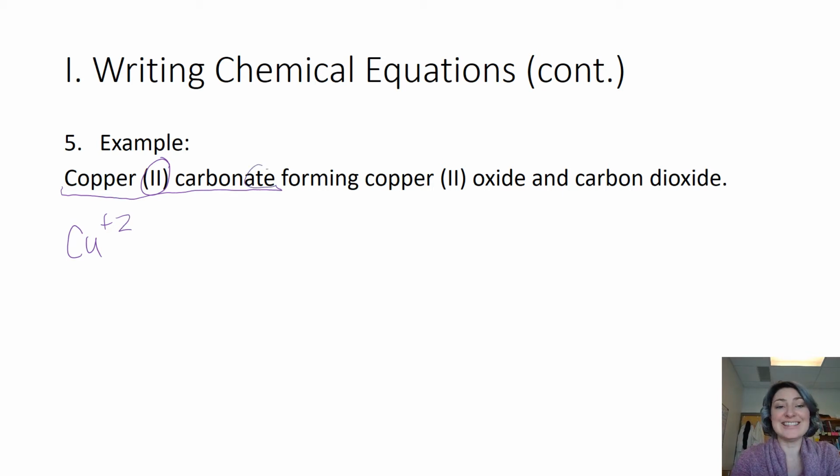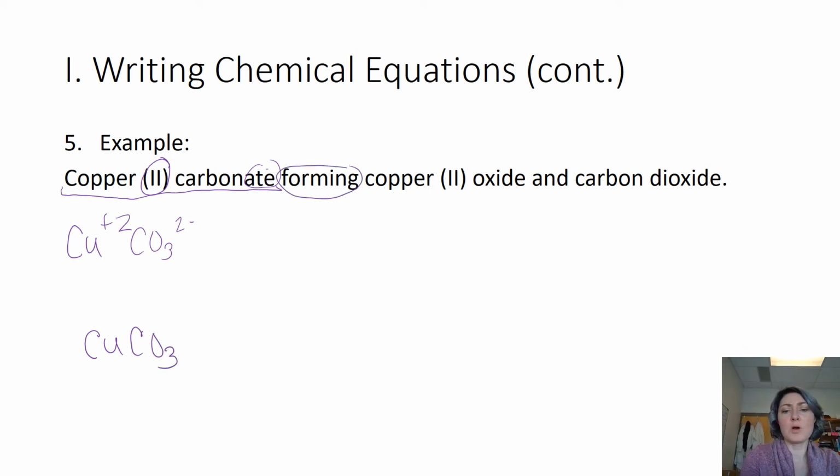Carbonate, I see the ATE ending. That tells me it's a polyatomic ion. It's CO3 with a 2- charge. Okay, well, I know that when the charges are opposite but equal, I don't have to write any subscript because those are in a 1-to-1 ratio to each other. So I'm going to write that down here. CuCO3, that's copper carbonate.